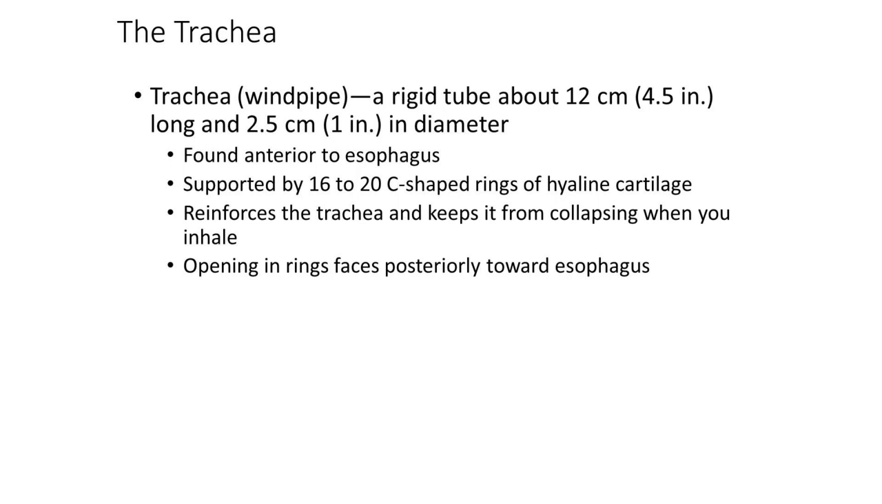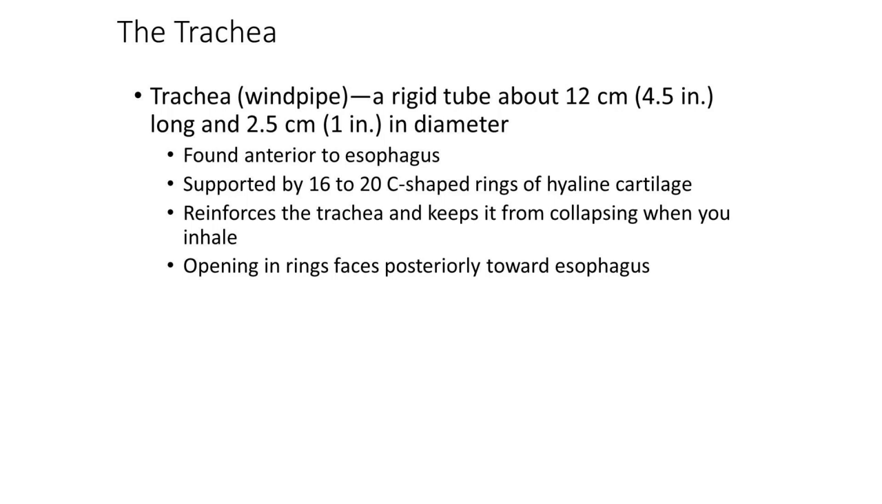Right, so we talked about the upper respiratory system, and now we are going to talk about the lower respiratory system. The lower respiratory system starts with the trachea, which is sometimes called the windpipe. This is a rigid tube about 12 centimeters long and about 2.5 centimeters in diameter. It is found anterior to the esophagus.